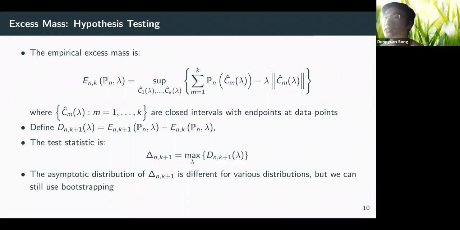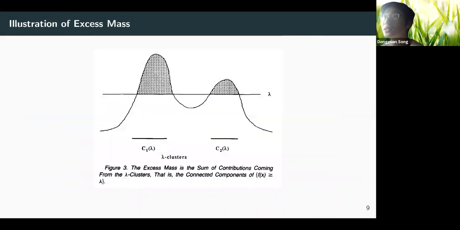And the empirical excess mass is defined as follows. The basic idea is we can calculate the difference between the k+1 excess mass and the k excess mass. These differences represent how much better k+1 modes describe your data compared to using only k modes. So the test statistic is defined as delta n k+1, the maximum of this difference of excess mass. And the asymptotic distribution is very hard to find, but we can still use the bootstrap. And next figure, please. Sorry, that's all. Thanks.